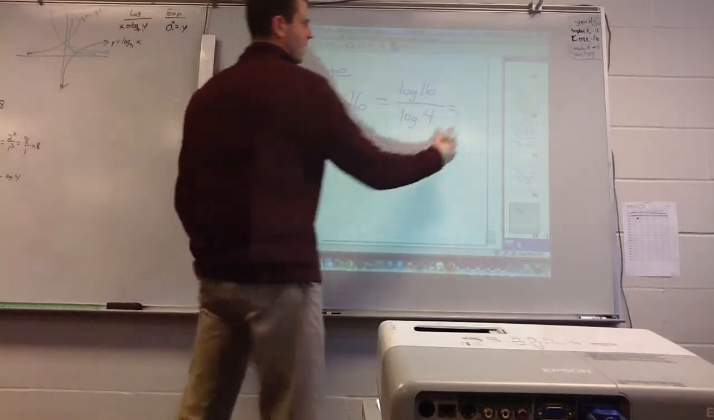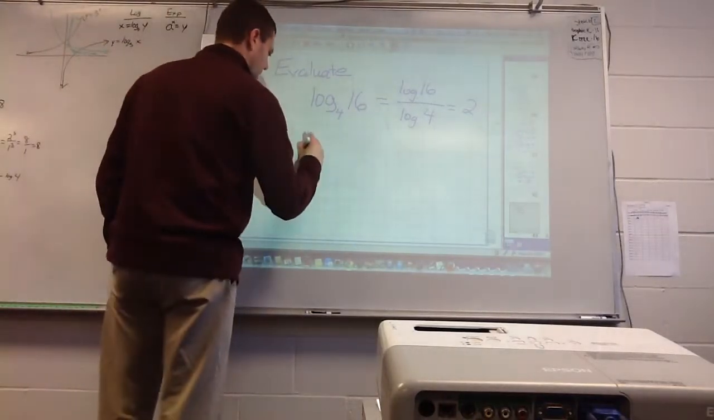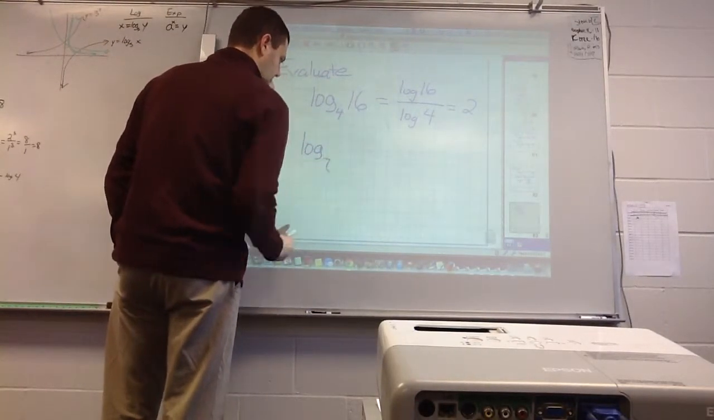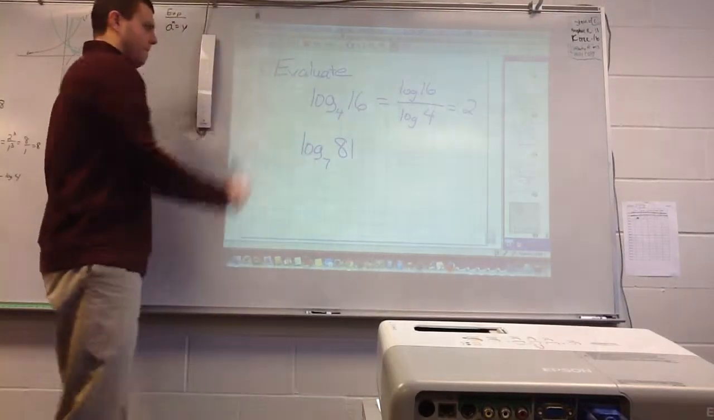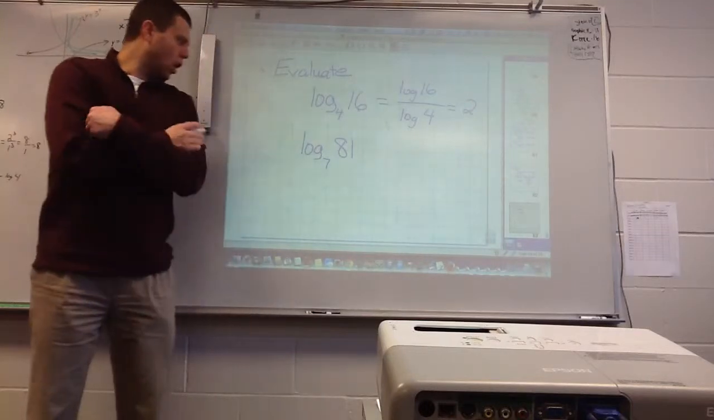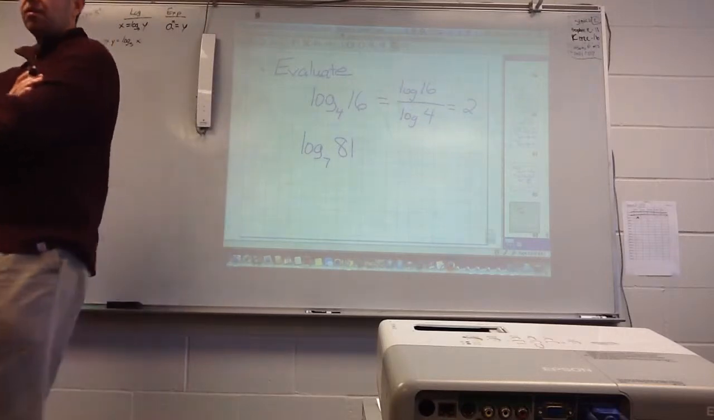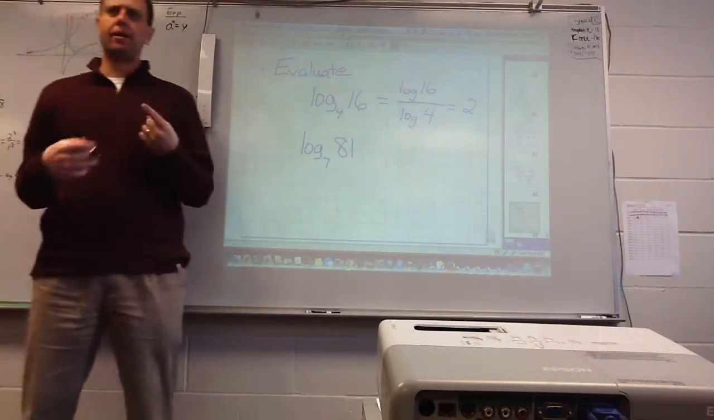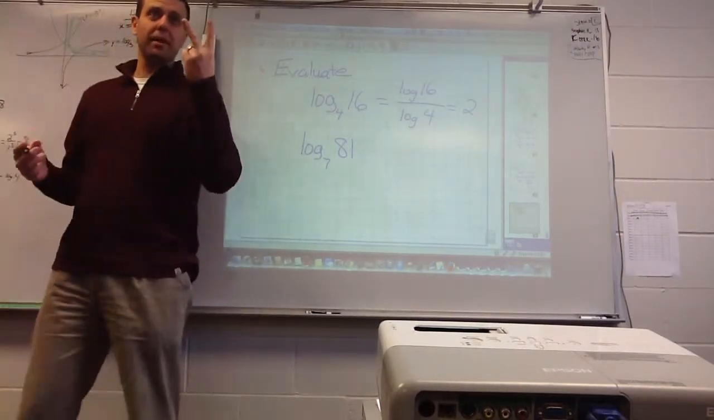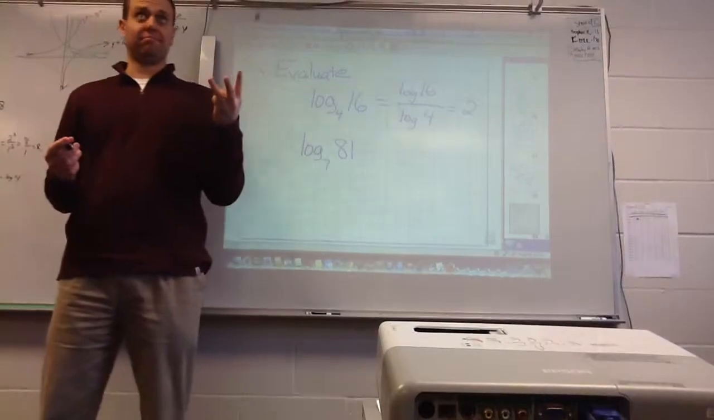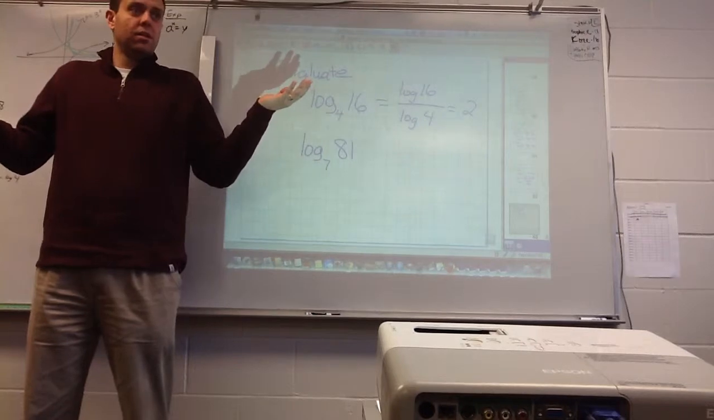So there's your change of base formula. What if I ask for the log base 7 of 81? Is that a nice answer? No, because what's 7 to the first power? 7, not big enough. What's 7 to the second power? 49, still not big enough. What's 7 to the third power? A bigger number than 81, right? So my answer should be between 2 and 3.